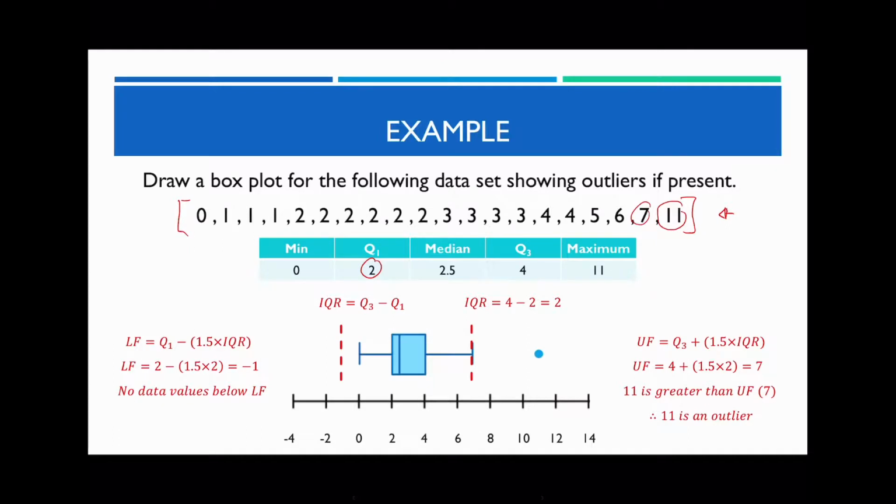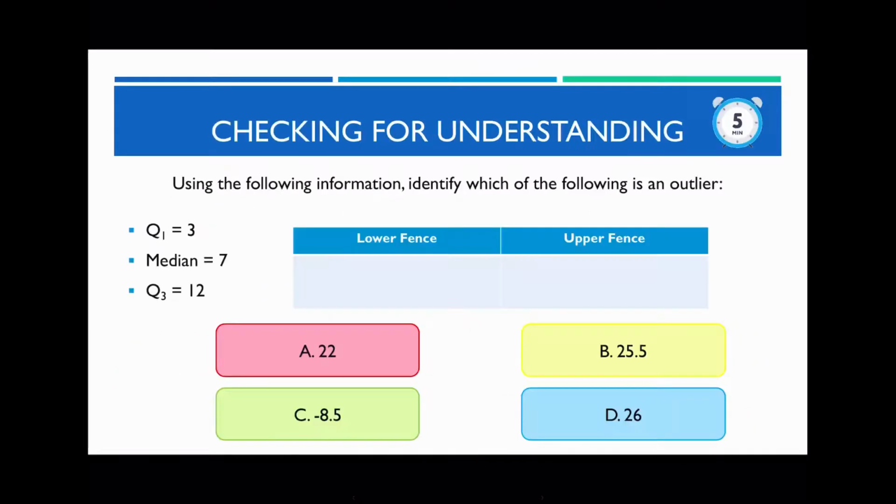So if you were to draw this, this is what it would look like if you were to represent your data set. Notice that I have also included my imaginary lower fence and upper fence. You don't need to draw the lower fence or upper fence at all. As long as you draw everything without these red dashes that indicate my lower fence and upper fence, then you should get full marks.